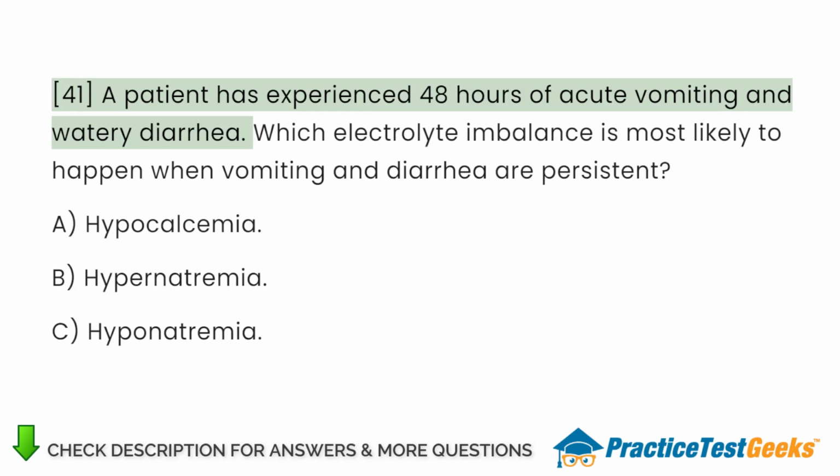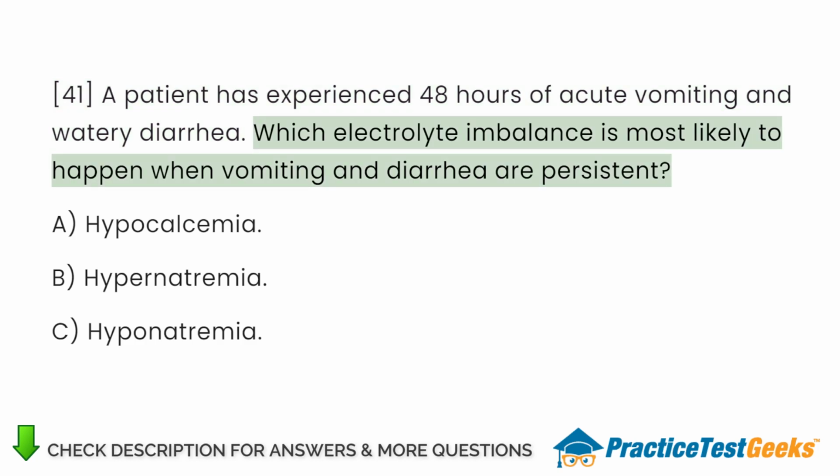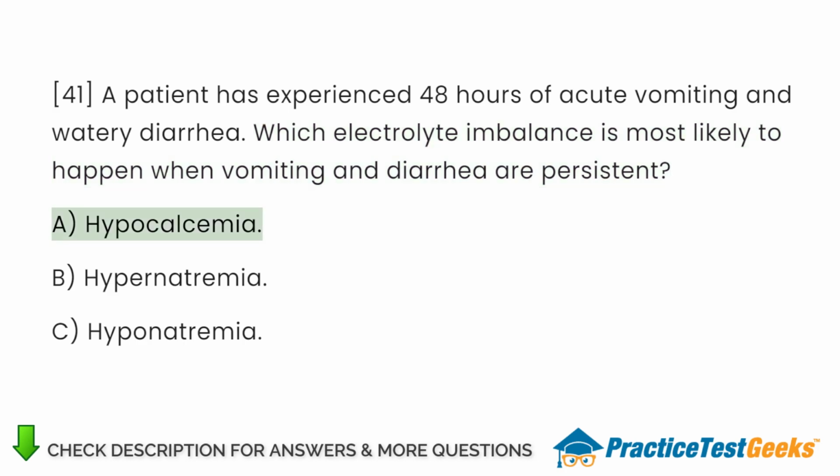A patient has experienced 48 hours of acute vomiting and watery diarrhea. Which electrolyte imbalance is most likely to happen when vomiting and diarrhea are persistent? A. Hypocalcemia. B. Hypernatremia. C. Hyponatremia.